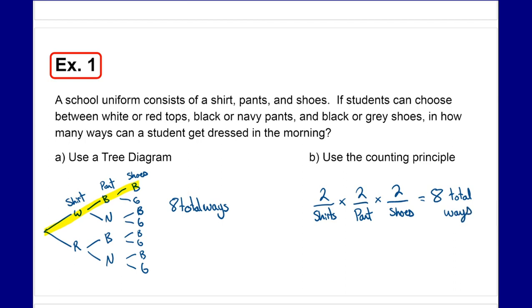Now, the one downfall to the counting principle is that it does tell you the number of outcomes, but it doesn't tell you what each outcome is. So that is the one benefit to the tree diagram. We do get to see what each individual outcome is. When we're using the counting principle, we only know the total number of ways. We don't know what each individual way looks like. So there are benefits to them.